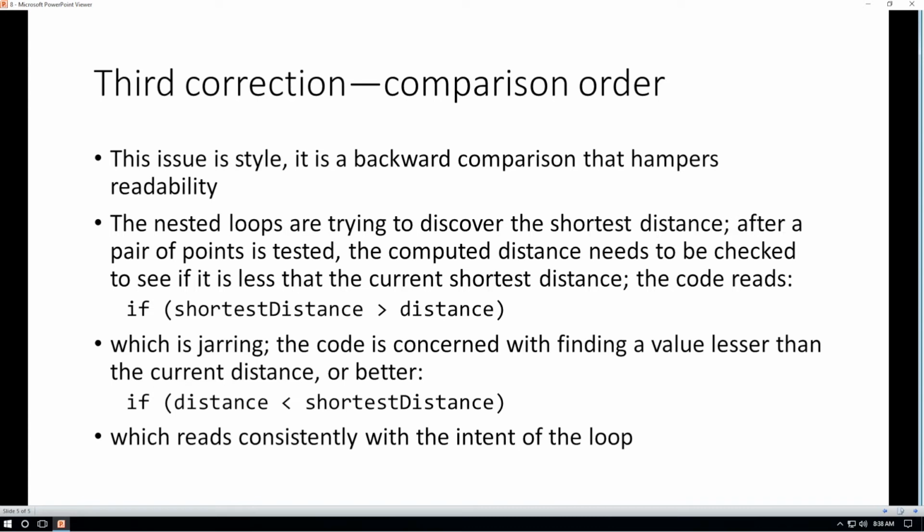What are we comparing greater than for? Better is to say if distance, which is the newly computed distance, is less than shortest distance, then assign shortest distance to the current distance. That flows more correctly with our mental picture of what we're trying to do. So again, as long as it's coded correctly, it does not matter. But when readability is involved, it does matter quite a lot.